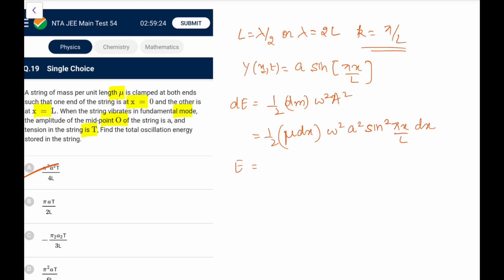So if I do this integration, I take half mu omega square a square common, and the integral of sine square pi x by L dx. You have to do it from 0 to L. If you do this, it comes out as 1 by 4 mu omega square a square L. That is not L square, it is capital L. This is the value I have.